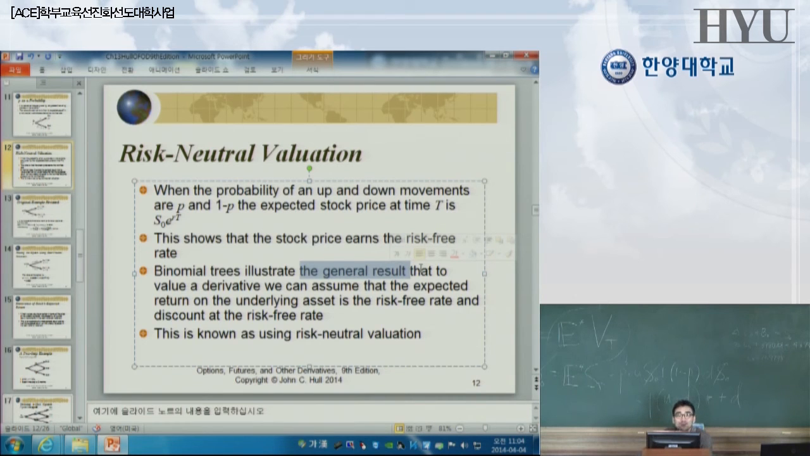So basically, we learned two methods of doing derivative pricing. Method one, replication. Method two, risk neutral valuation. But they are mathematically identical.